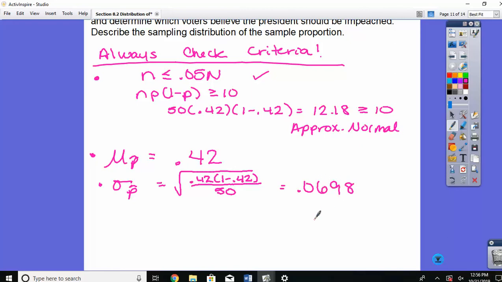Standard deviation of 0.0698. And that's all I asked you. Describe sampling distribution, so we did it. We confirmed that we had less than 5% of the population. It is normal. We found the mean and standard deviation.